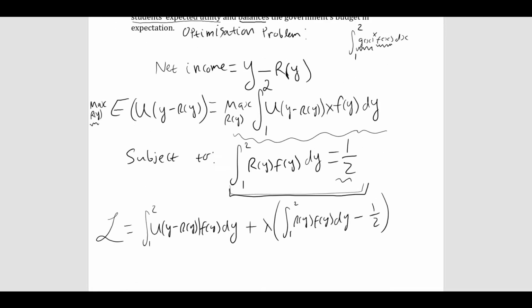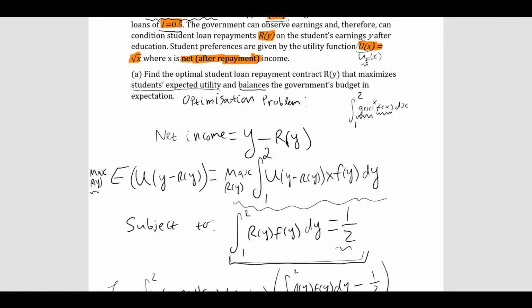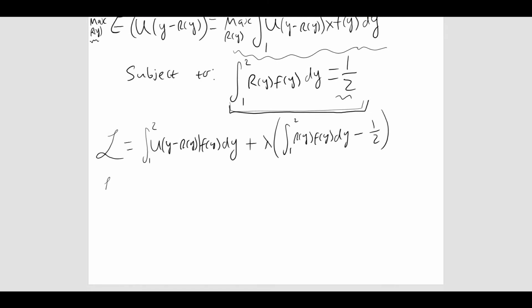Remembering from the question that u(x) was root x, I've really got the integral from 1 to 2 of (the square root of y minus r(y)) f(y) dy, and then plus lambda times all of this here. Now f(y) is a uniform distribution. If we remember, the uniform distribution will integrate to 1 over 1 to 2. The reason for that, if I draw it here, is that the uniform distribution is on the range 1 to 2.